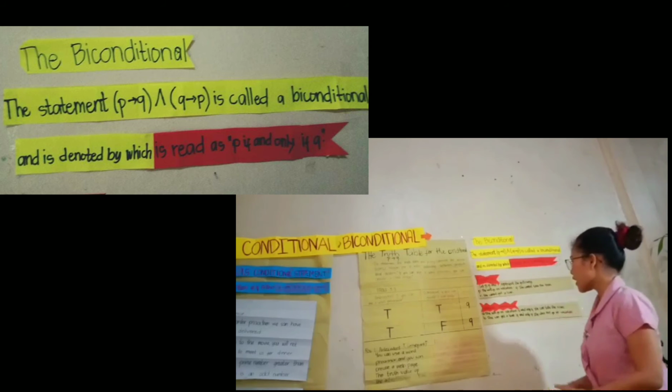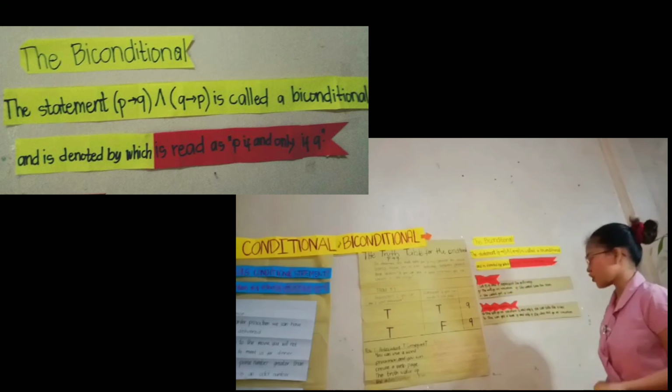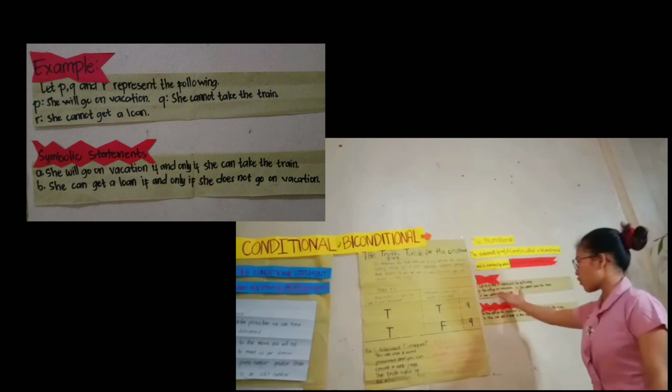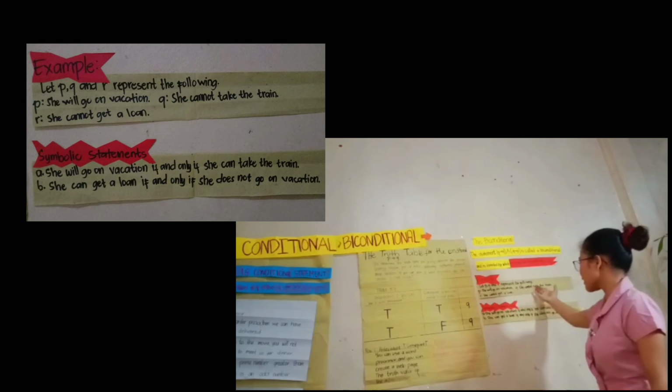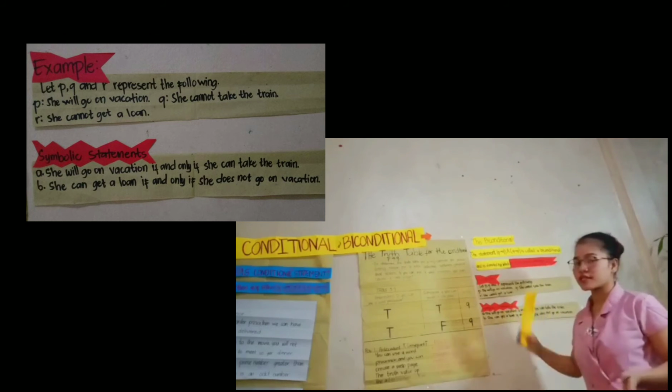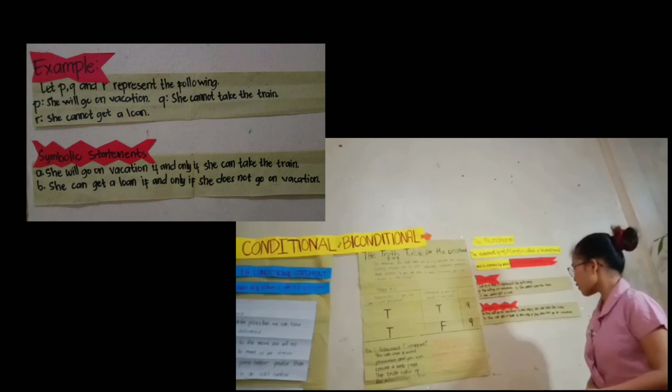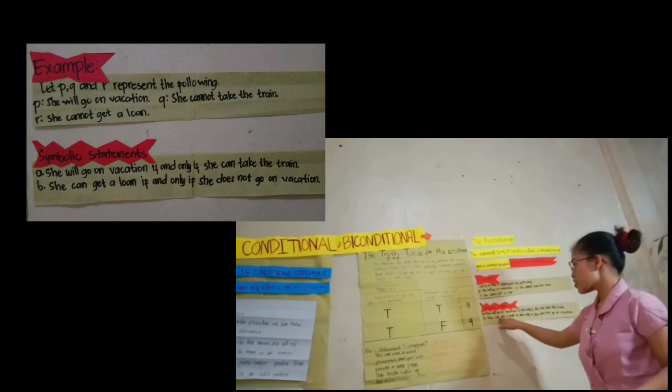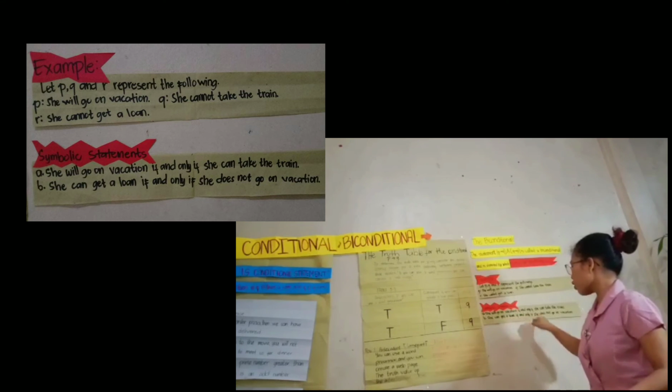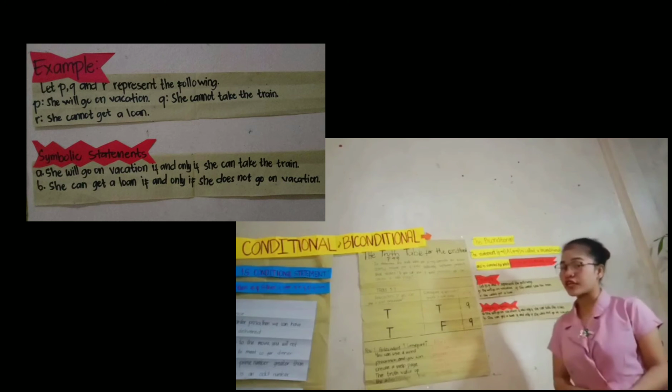Example, let P, Q, and R represent the following. P, she will go on vacation. Q, she cannot take the train. R, she cannot get a loan. We are going to use them in symbolic statements. First, she will go on vacation if and only if she can take the train. Second, she can get a loan if and only if she does not go on vacation.